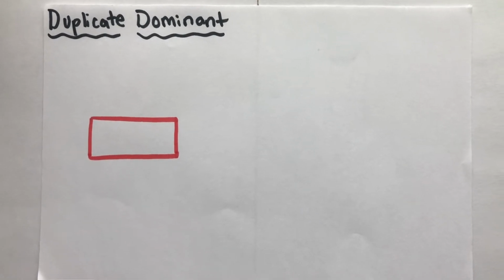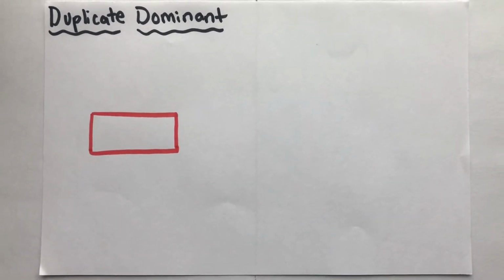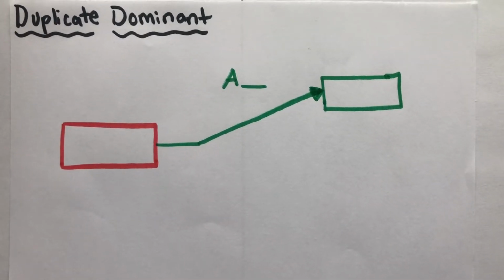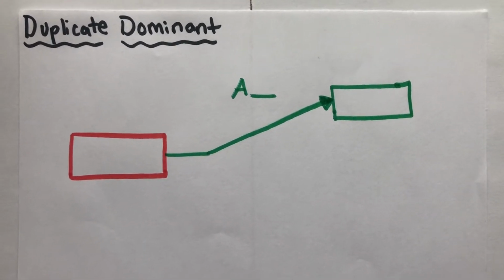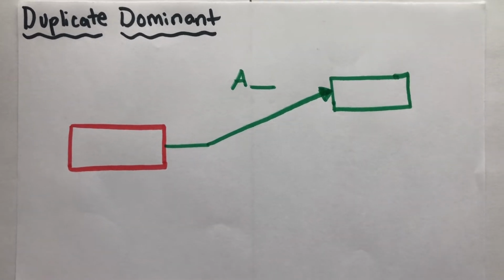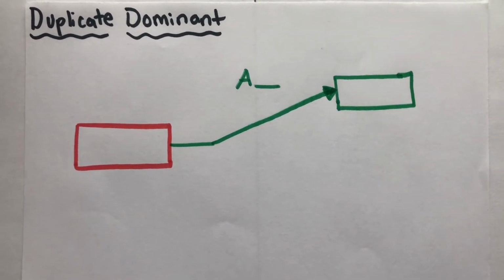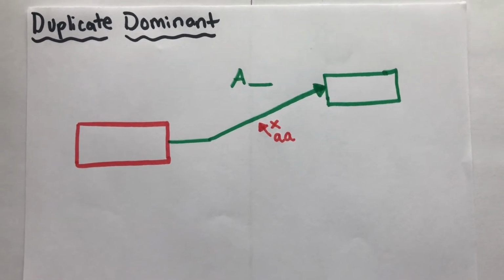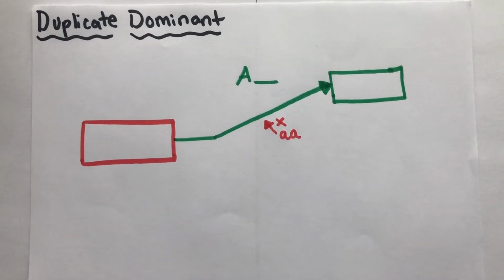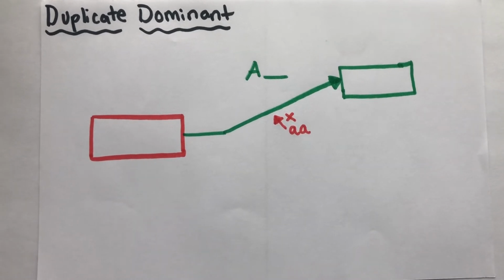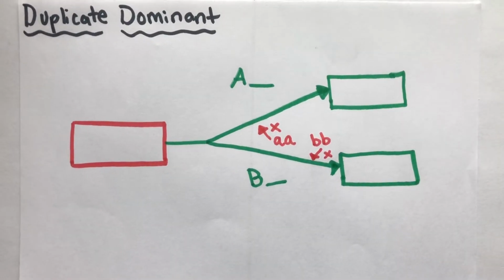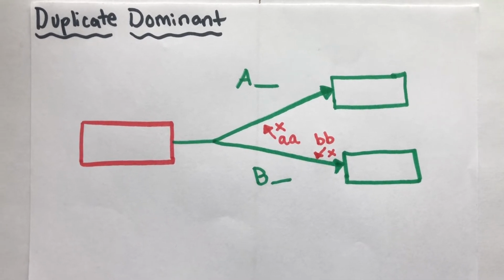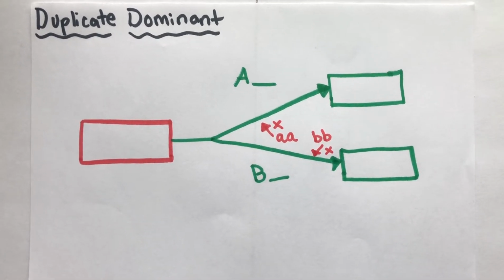In duplicate dominant epistasis, we have our first phenotype, seen by the red box. If enzyme A is present, seen by the big A allele, then we are able to move on to our second phenotype. But if enzyme A is not present, seen by the two little a alleles, then we are not able to move on and are still at the first phenotype. The same goes for enzyme B. If it is present, we can move on. If it is not present, we are still at the first phenotype.